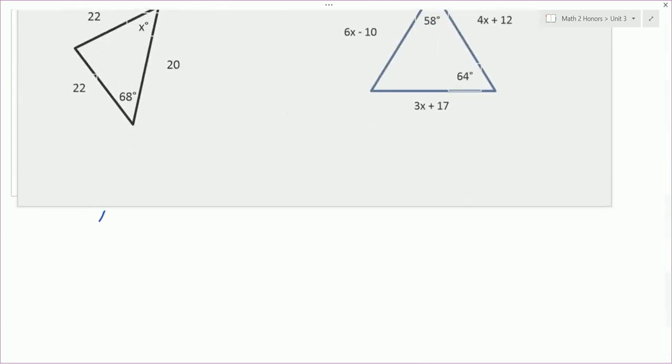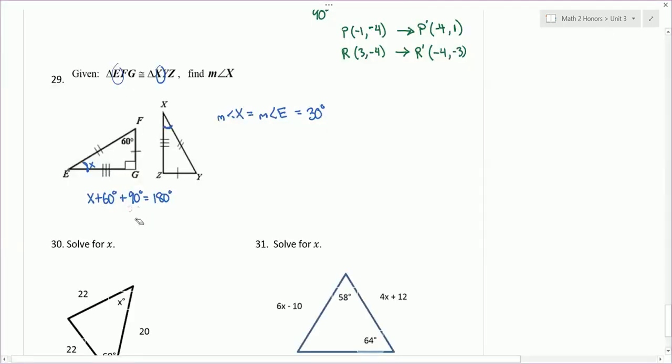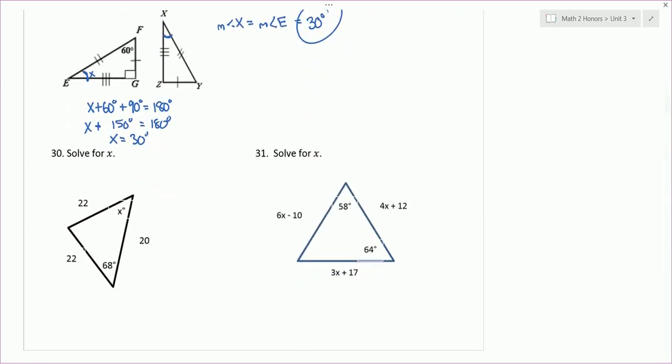Where to end up here? Hold on a sec. 60 plus 90 is 150. And subtracting 150, you get x is 30. So 30 degrees is our answer. For 30, notice that we have an isosceles triangle. Those two sides are the same, so by the isosceles triangle theorem, these two base angles are the same. And so x is 68 degrees.